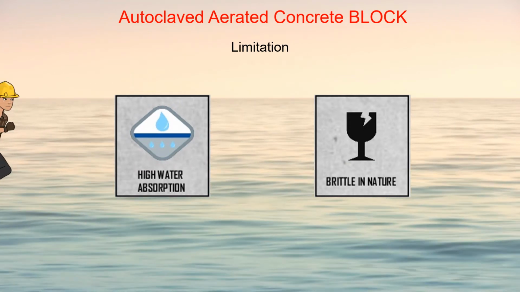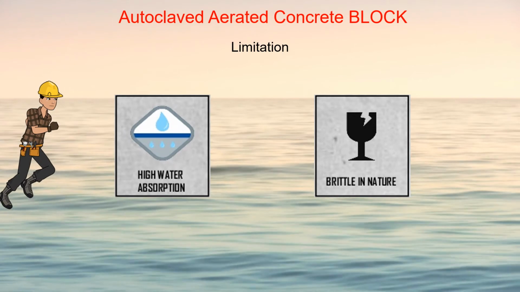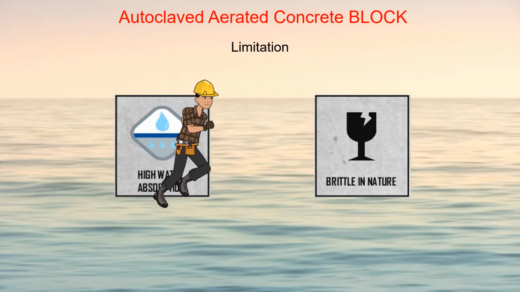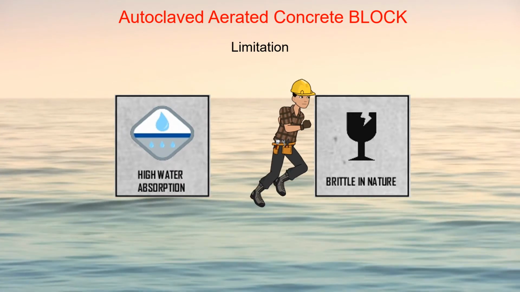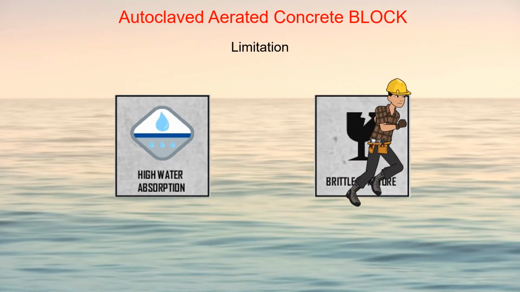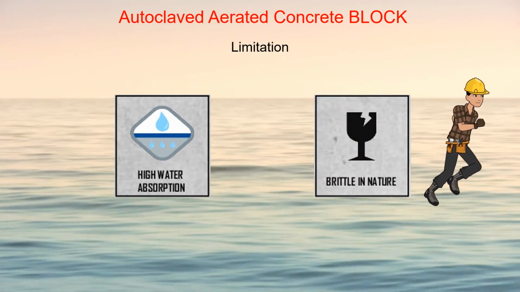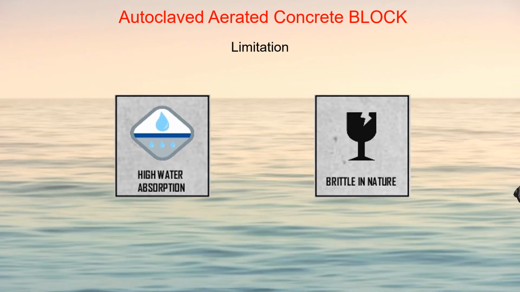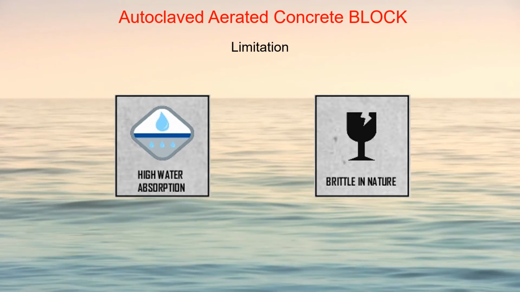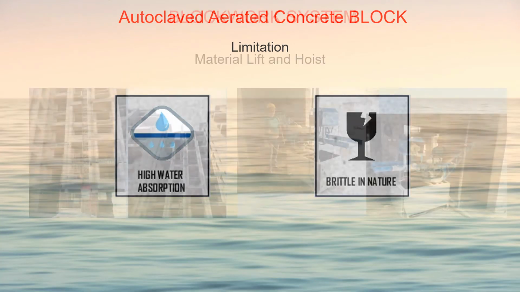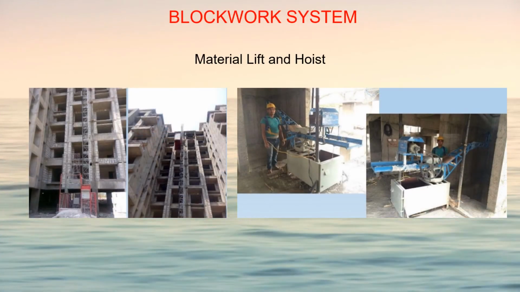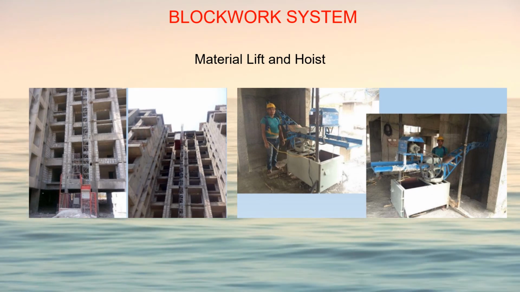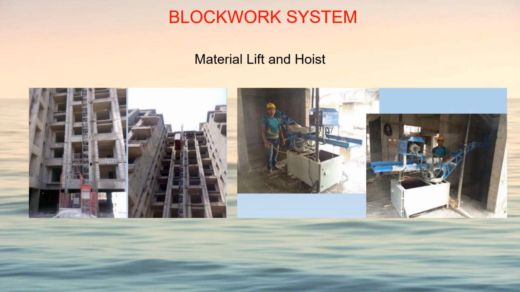However, AAC block has limitations as well, such as number 1, high water absorption due to porosity in the microstructure of the blocks. Number 2, it needs to be handled with care due to being brittle. For high-rise buildings, a material lift or hoist may be required to bring the blocks to the upper level.